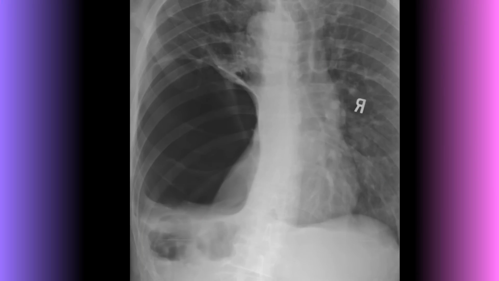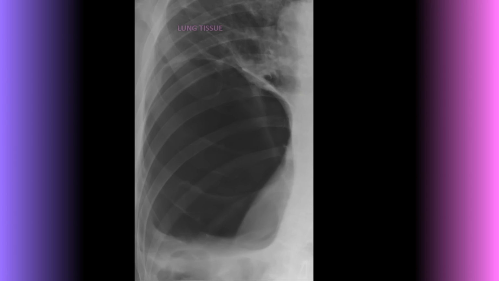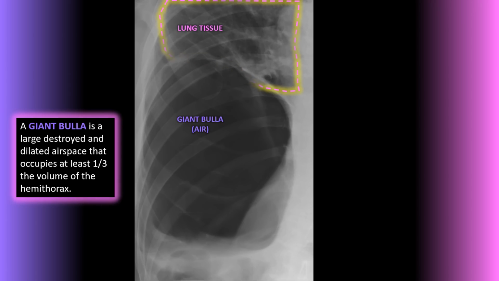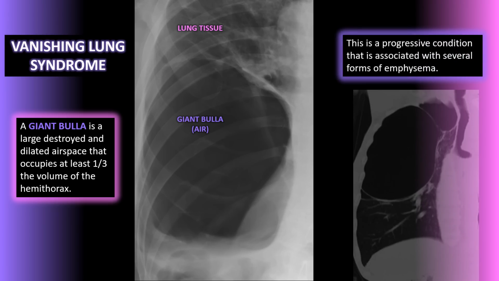Here's a frontal view of the chest that demonstrates a large area of gas within the left middle lung field. The dense area represents the normal lung tissue, and the large radiolucent area represents a giant bulla, which is a large, destroyed, and dilated airspace that occupies at least 1/3 the volume of the hemithorax. So this is a condition called vanishing lung syndrome, which is associated with several different forms of emphysema.